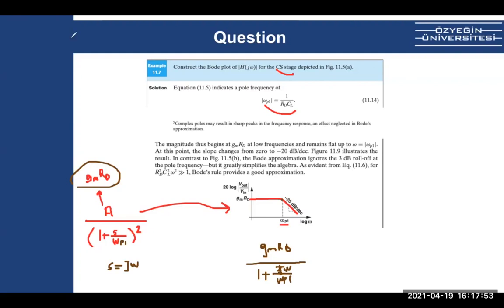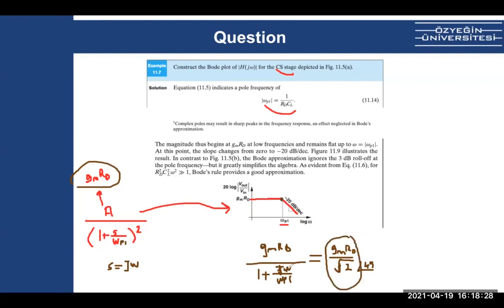So because it's 1 plus J, the denominator becomes the square root of 2 in terms of magnitude. So basically at the pole, this is GMRD over square root 2. Absolute wise, I'm talking about. Of course, there will be angle. Of course, there's an angle of 45 degrees here. Okay, but absolute wise, this is the magnitude here.